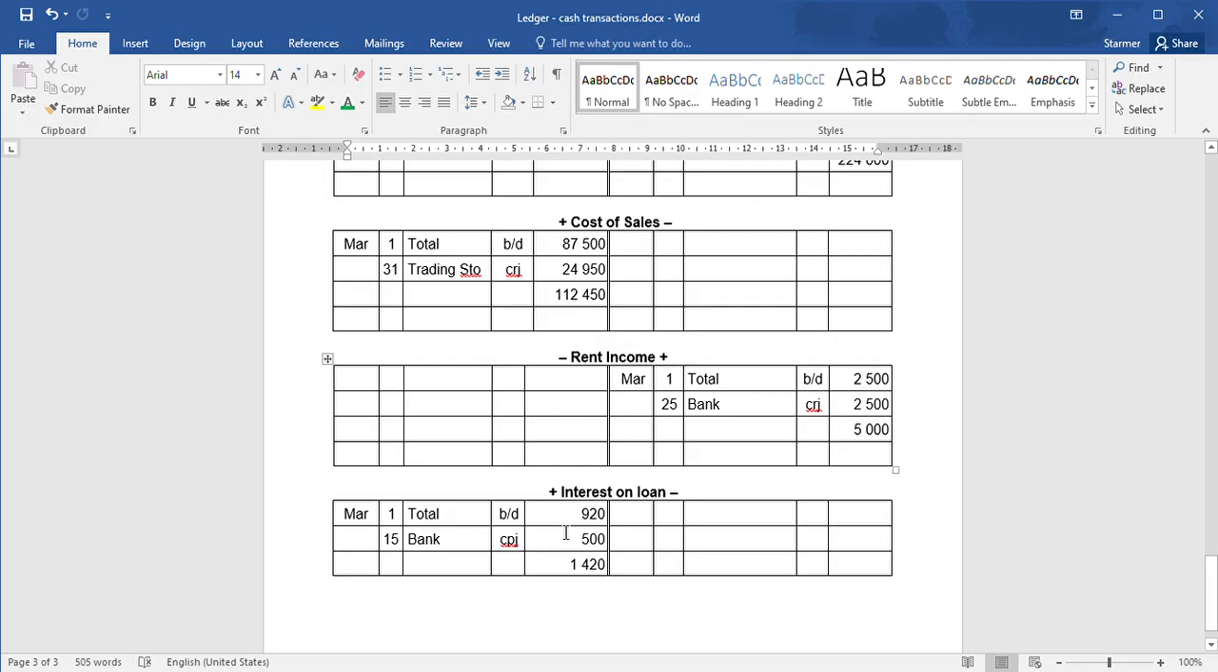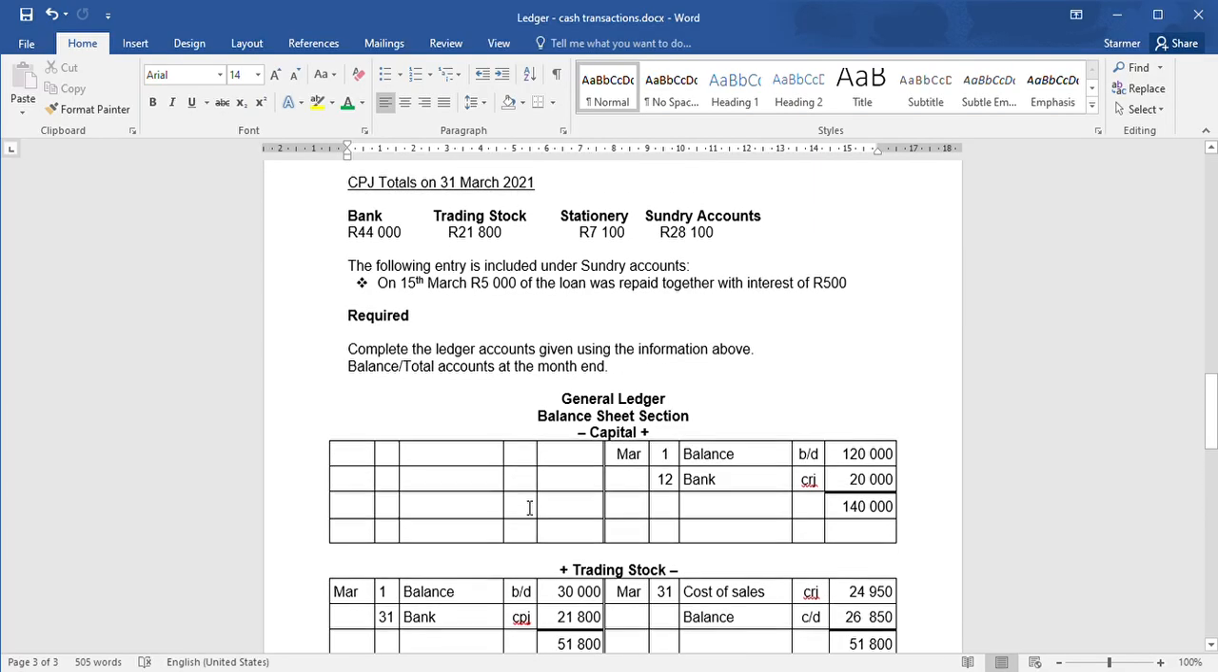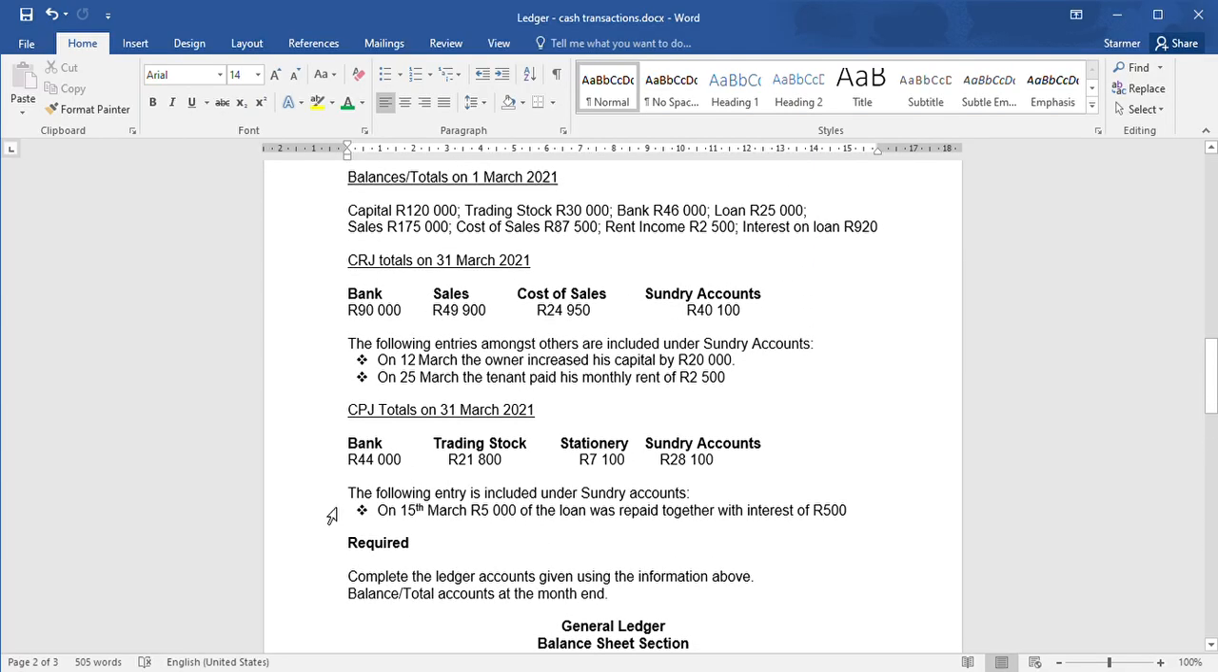So that completes step 1, where we filled in the plus minus signs, and step 2, where we filled in the balances and totals. We're now going to move to posting our CRJ and CPJ to the ledger, and you always start under sundry accounts. Now when you're doing these postings, ask yourself, is the account increasing or decreasing? And once you've decided that, fill in the amount first.